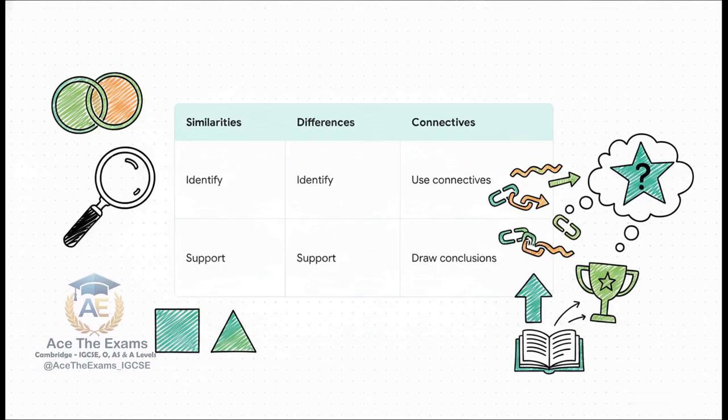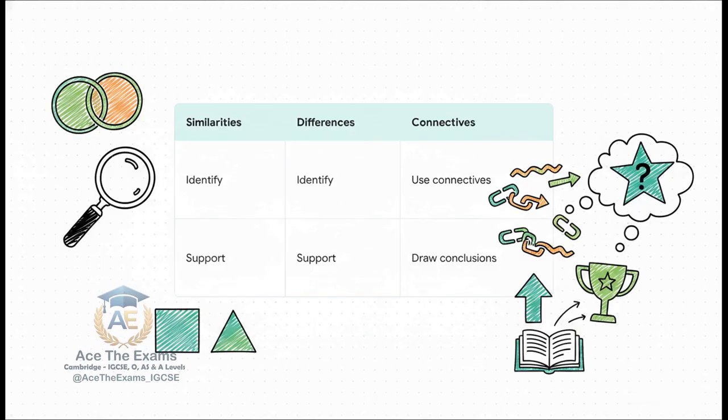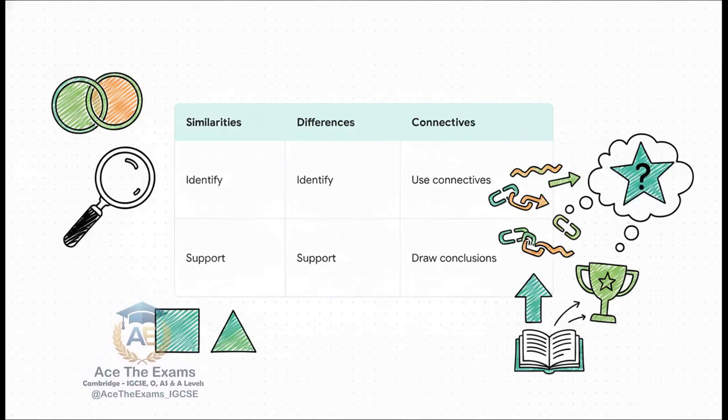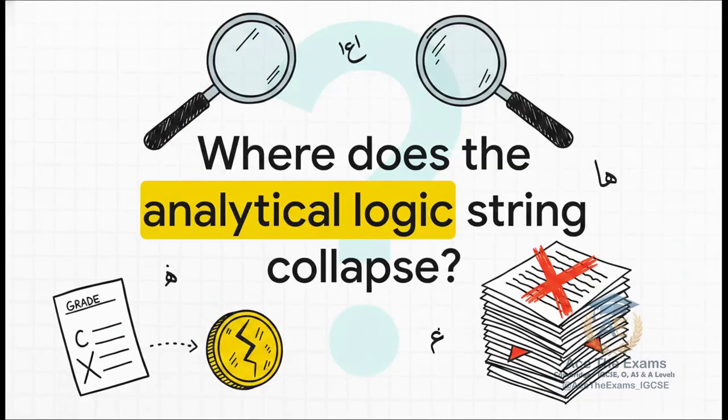You support each comparison with hard evidence pulled straight from the text, and you use those connectives to draw broader conclusions about their relative importance. This framework is your structural lifeline. When the exam throws a total curveball topic at you, you fall back on this structure: similarities, differences, connectives. All right, let's move to challenge 2, identifying the counterfeit answer.